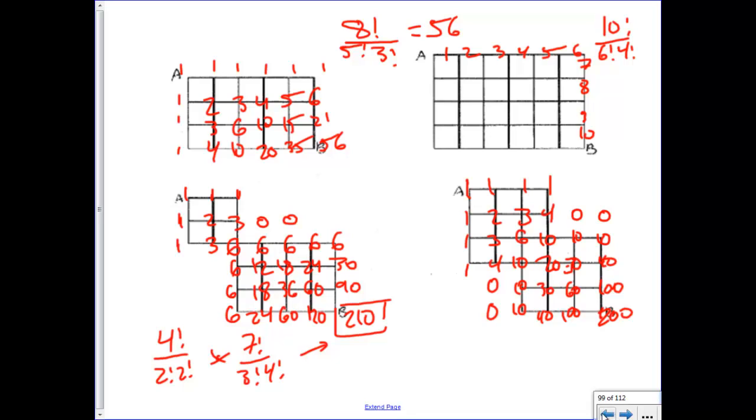Okay. Go back here. Take a look at this pattern. You have to look at it diagonally.